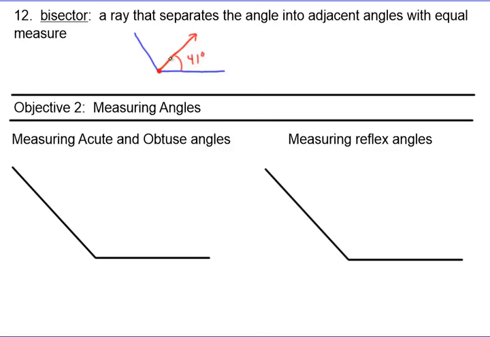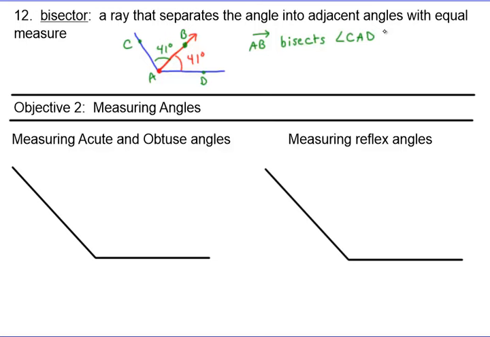41 degrees, and if this measure is also 41 degrees, then we're saying that, and we'll call this A, B, and we'll call this C and D, we say that ray AB bisects angle CAD because it splits it directly in half. Okay, that's how we do that.